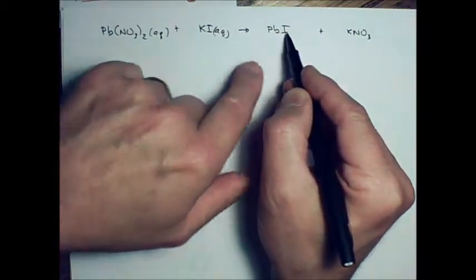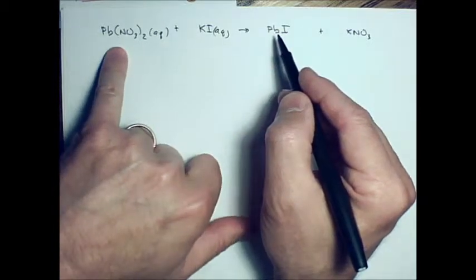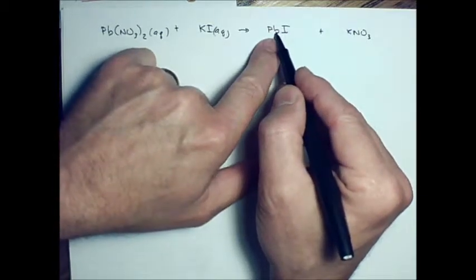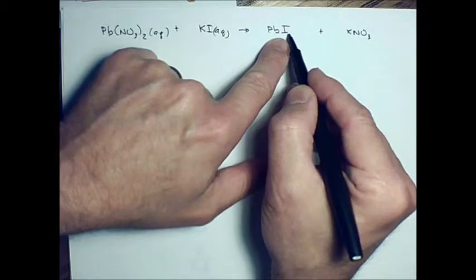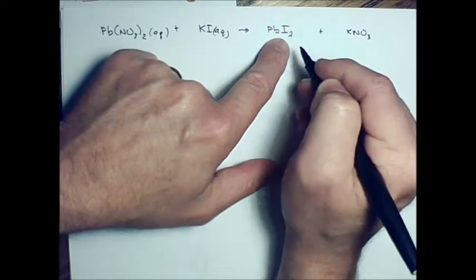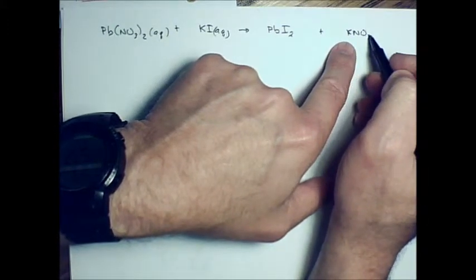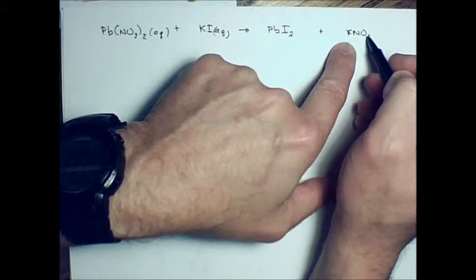We have to balance the formulas. Now, the name of the lead compound was lead(II) nitrate, so this we're going to assume is also lead(II), and iodide has a 1- charge, so when we balance this, we'll have PbI2. Potassium has a 1+ charge, and nitrate has a 1- charge, so we need one of each of those.